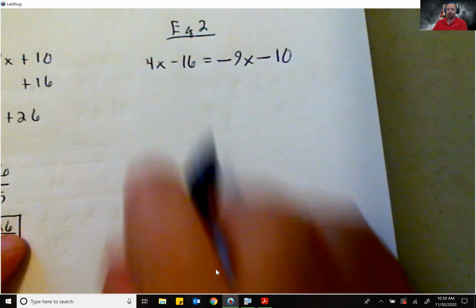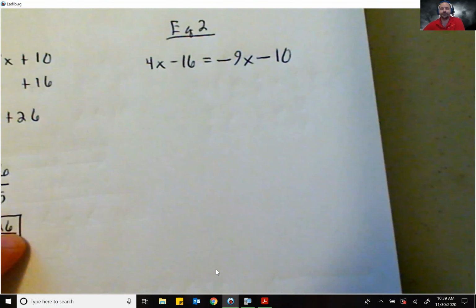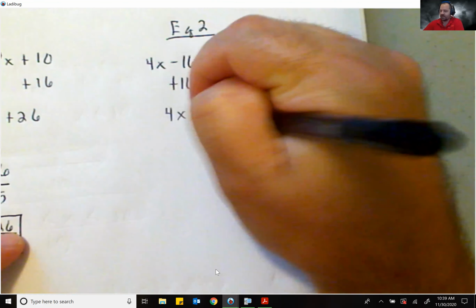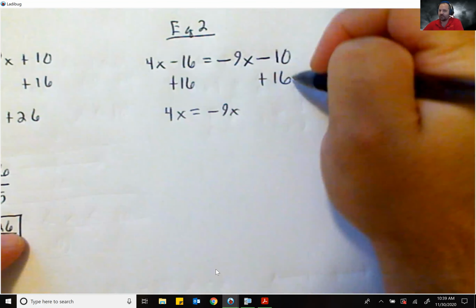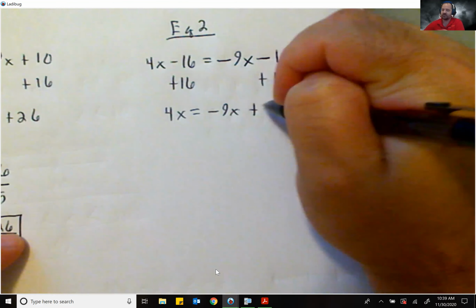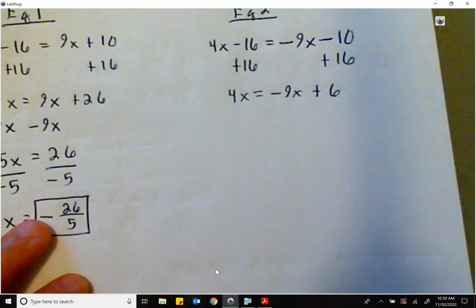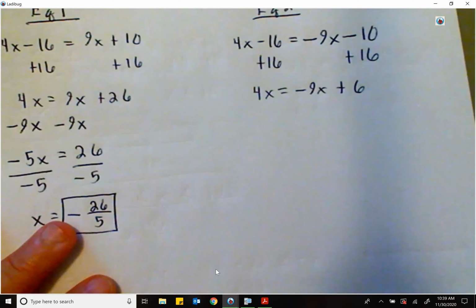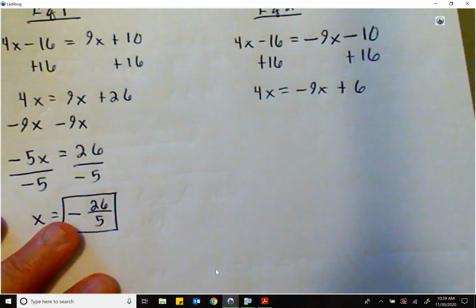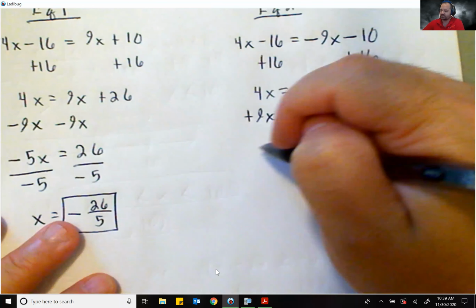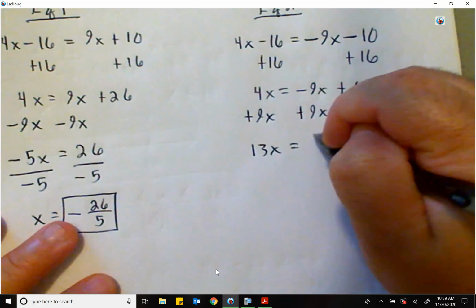So how do we solve this? What are we going to do? Plus 16 on both sides. So 4x equals negative 9x, and this time that will give us a positive 6. Now what? Positive 9x, plus 9x. Yeah, there you go. Let's get all of our x's on one side. So add 9x. That'll give us 13x equal to 6. And now what?